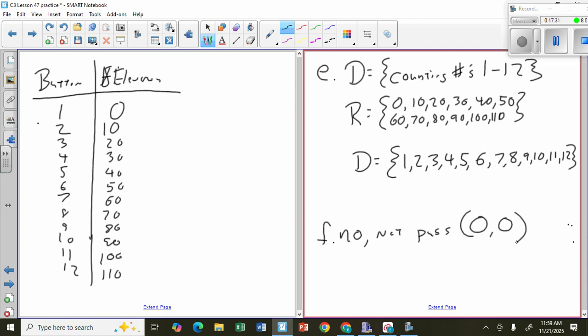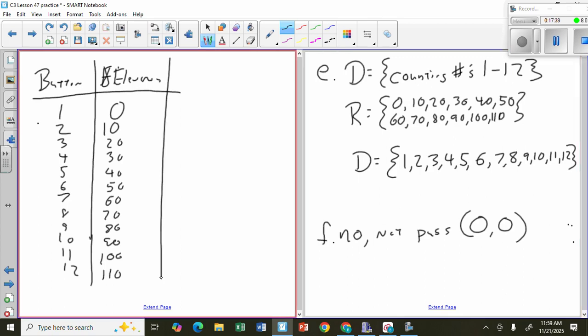What's the other way we could have checked to see if it's proportional? Yeah, some of the ratios. Remember, we've got elevation over button. So 0 over 1, 10 over 2, 20 over 3. Here we get 5. Here we get 6 2/3. We can already see that it is not proportional. Any questions?